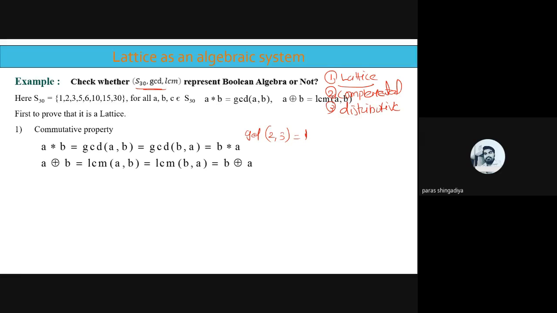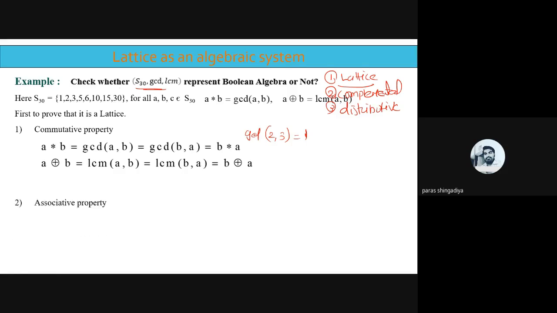Okay, means GCD of a, b is the same as GCD of b, a, and that is equal to b star a. That part is already completed in the concept of lattice theory, but that topic is required here, so we'll prove it again. It is a part of the solution also. And then a ring sum b is equal to LCM of a, b, and LCM of a, b is the same as LCM of b, a. For any two numbers this property will always be verified. LCM of 2, 3 is equal to 6, and LCM of 3, 2 is also equal to 6. Clear? So that is equal to b ring sum a.